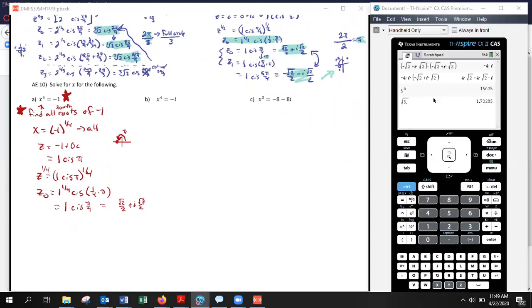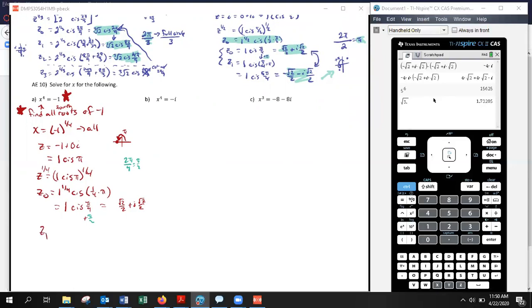Now we want all 4th roots of this. So all 4th roots means we are going to take 2 pi. Let me do this in a different color. So full circle is 2 pi, cut into 4 equal parts is pi over 2. So to get to all of the other angles, we have to add pi over 2. Probably should have gone to a different color right from the beginning.